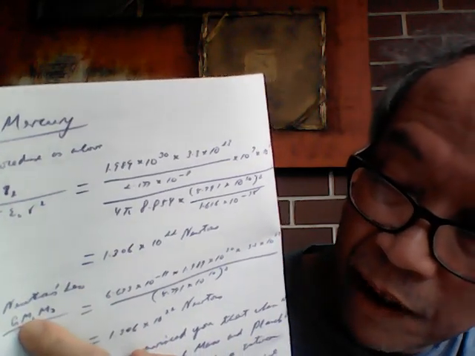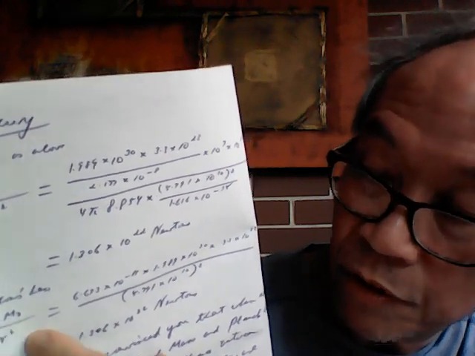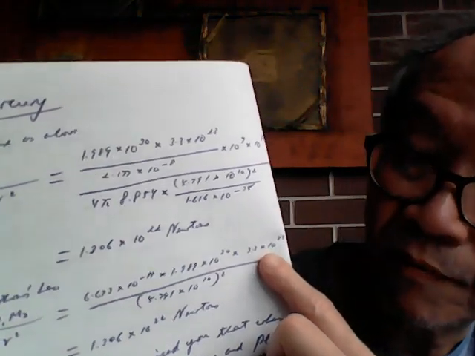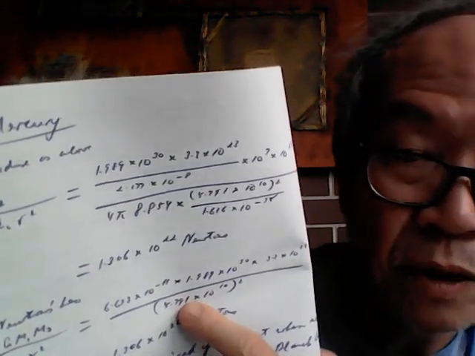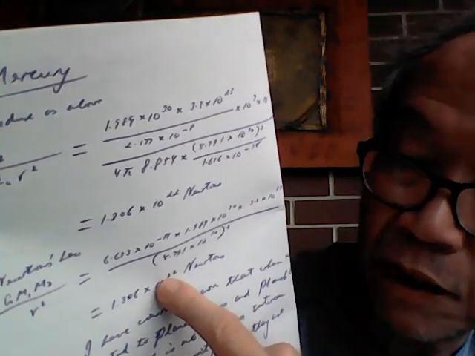Using Newton's law, G times mass of sun and mass of Mercury divided by the distance between sun and Mercury squared. So you got the mass of the sun, the mass of Mercury, and the distance between sun and Mercury. So again it's 1.306 times 10 to the power 22.